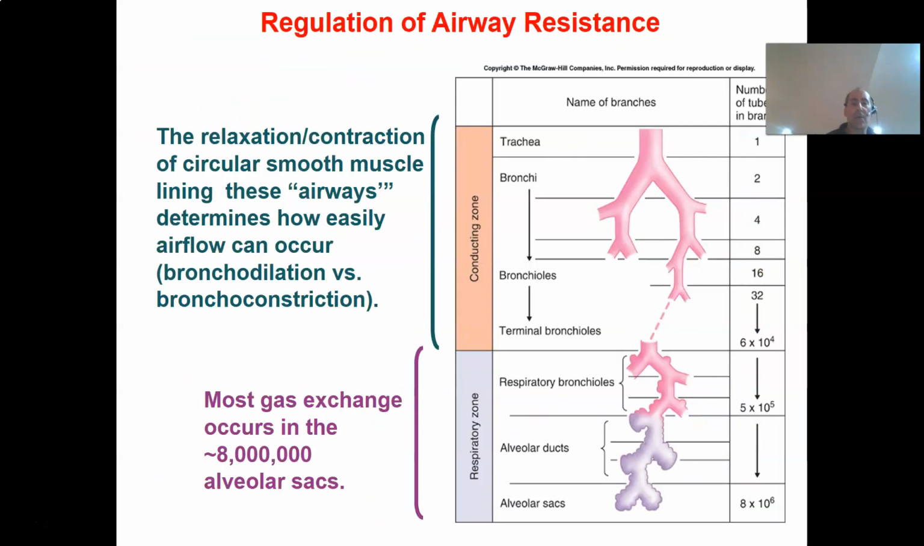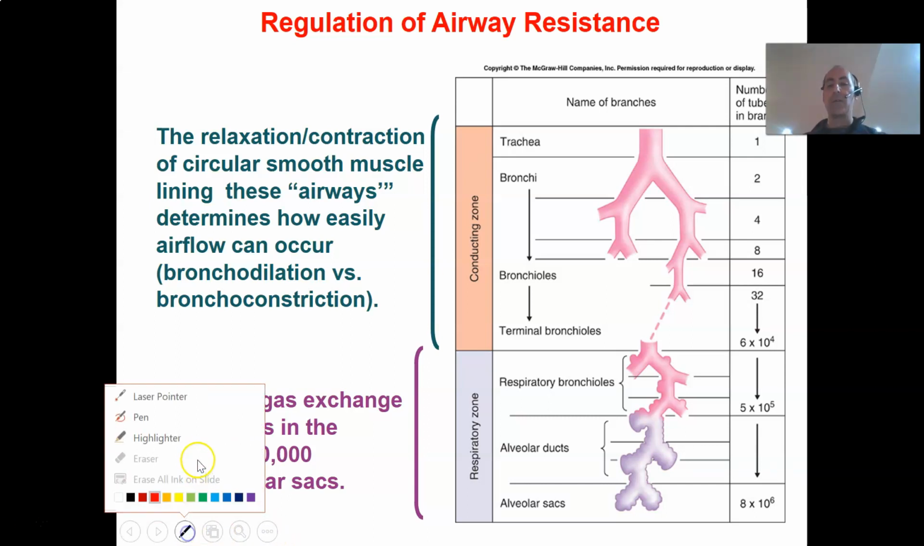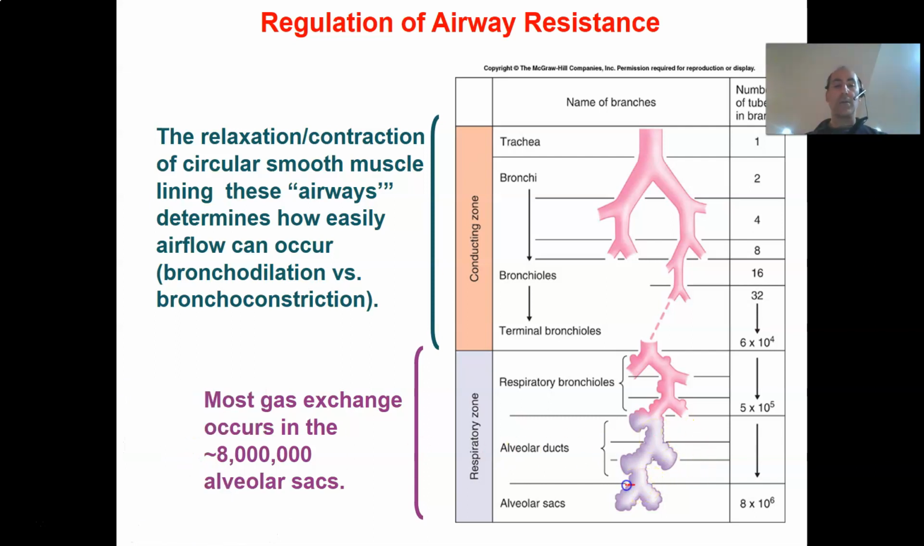Today, we want to focus on the regulation of airway resistance, the tubes that go from the trachea all the way down, as you can see in this diagram, all the way down to the alveoli. As you work your way down from the trachea, which is the largest airway tube in the body, the trachea is surrounded by cartilaginous rings. Those cartilaginous rings prevent the trachea from being very flexible.